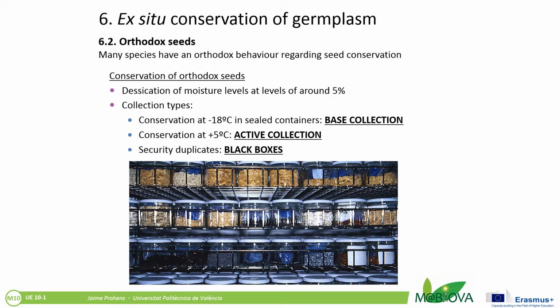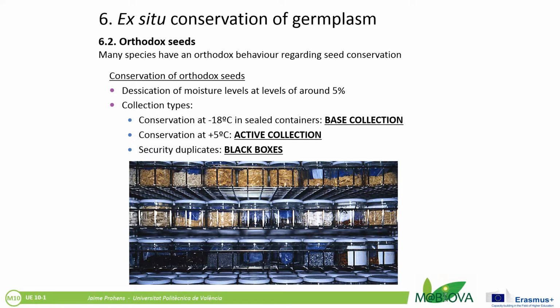The conservation of orthodox seeds generally takes place by desiccation to moisture levels of around 5%. And depending on the temperature of conservation, there are different collection types. Base collections, intended for conservation for very long periods, even hundreds of years, are conserved at -18 degrees centigrade in sealed containers. The active collections, which are for continuous use, are generally conserved at 5 degrees. In addition, there are security duplicates, in which accessions are deposited in black boxes, in which the conserver does not know the content.